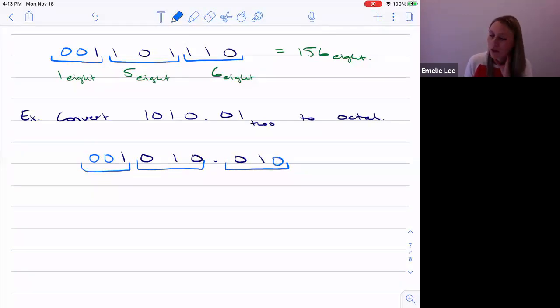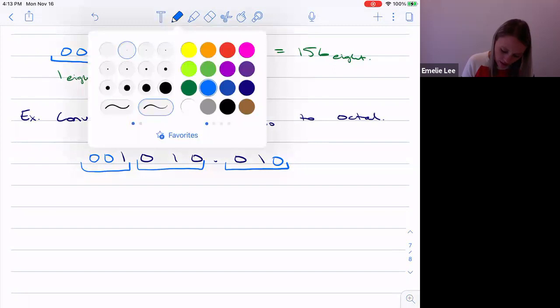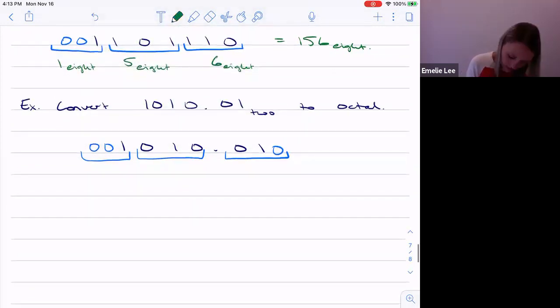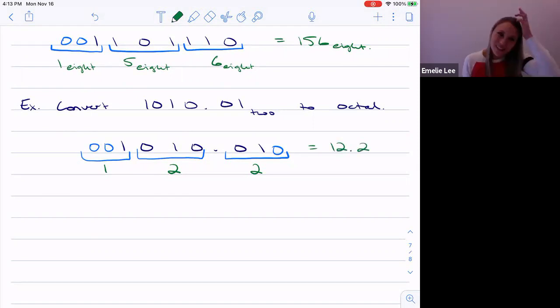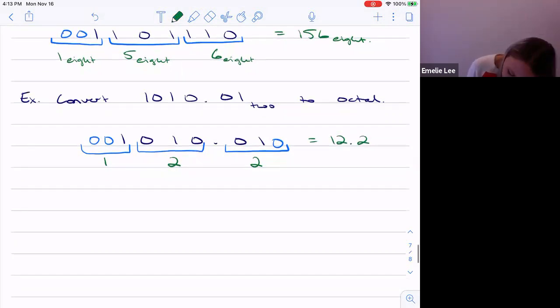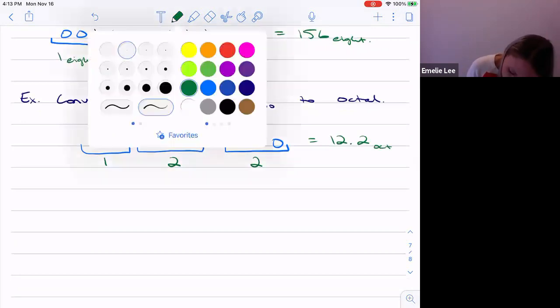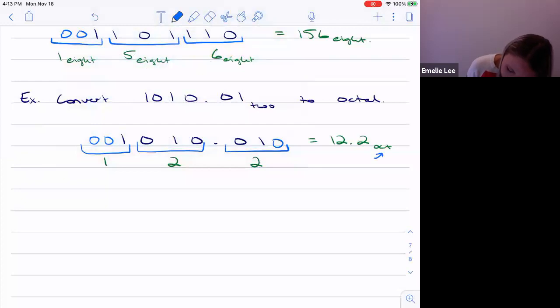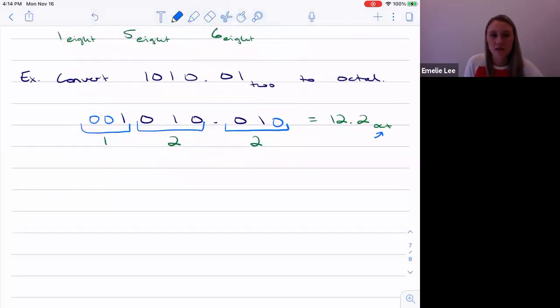Okay. So now I can convert these. So 0, 0, 1 is 1 base 8, 0, 1, 0 is 2 base 8, and 0, 1, 0 again is 2. So what we get is 12.2, and you can write 8 base 8 or oct if you want, octal. Base 8.